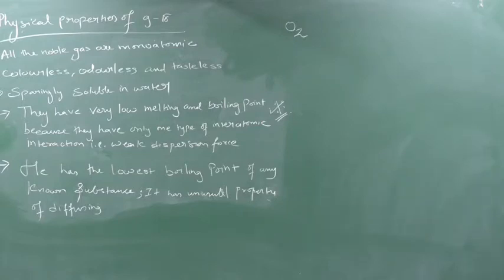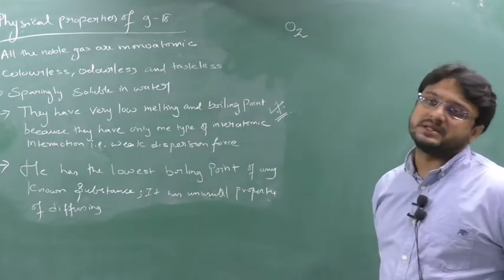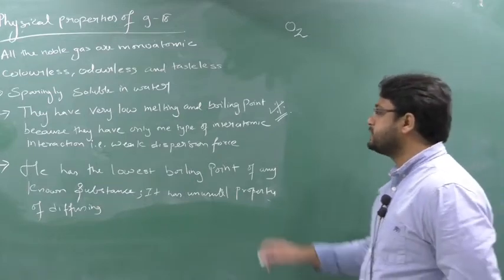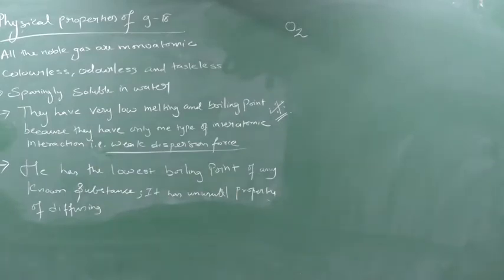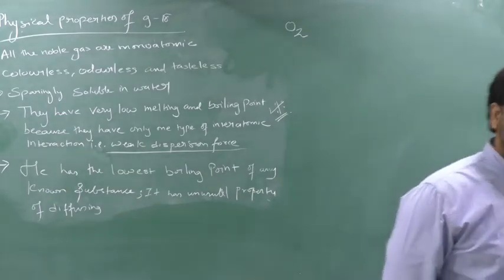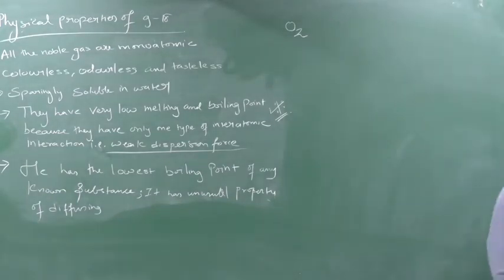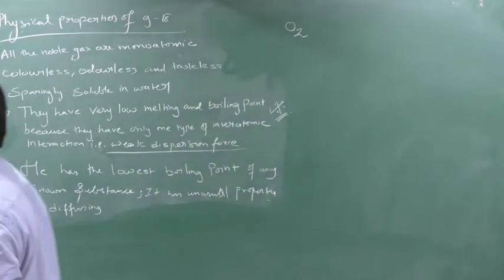Now the third point comes, and this point is very important. They have a low melting and low boiling point. Why? Because they are monoatomic. When these gases are monoatomic, they have only one kind of force, known as a weak dispersion force. Remember standard 11, states of matter, in the starting two or three lectures, London forces, yes or no? That kind of force we have, a weak dispersion force. So due to the weak dispersion force, all these gases have a low melting point and low boiling point.